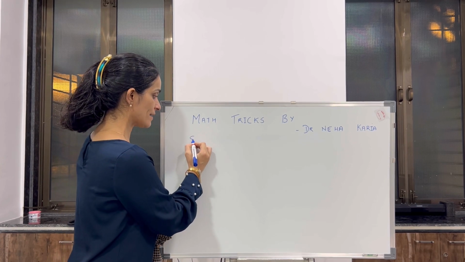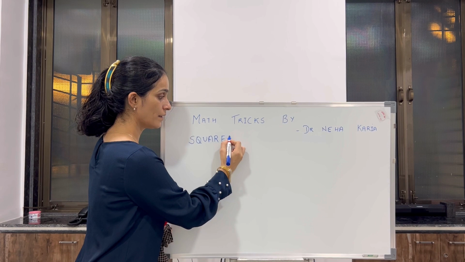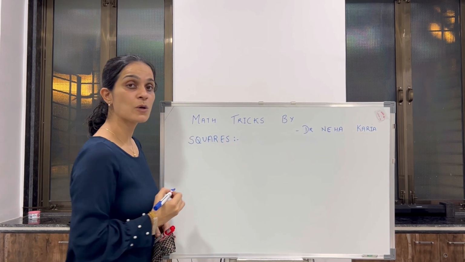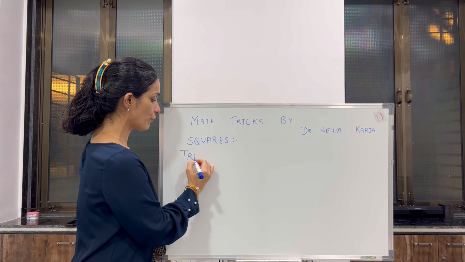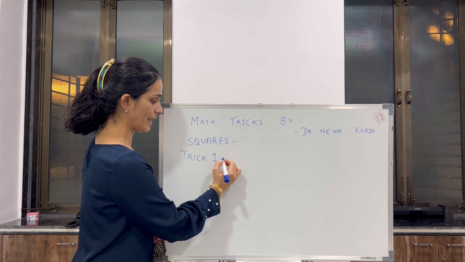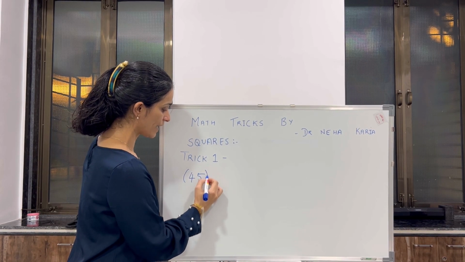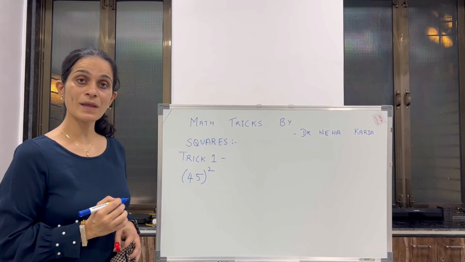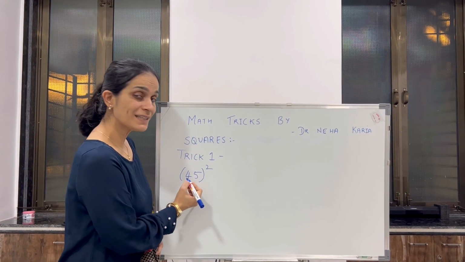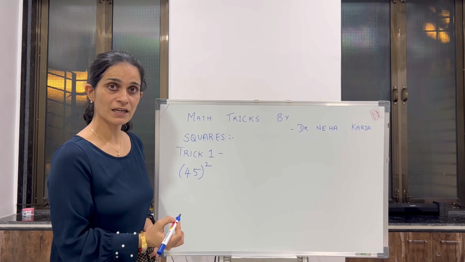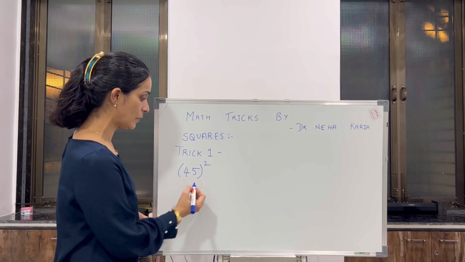So what are squares? When you multiply a number with itself, you get a square number. First trick is to find the squares of numbers ending with 5. Okay? So for example, if I want to find 45 square, this is the way we write the square sign. This raised to 2 means square. So 45 square. What is the shortcut? Just looking at the number, I can find the answer. And yes, here we go.